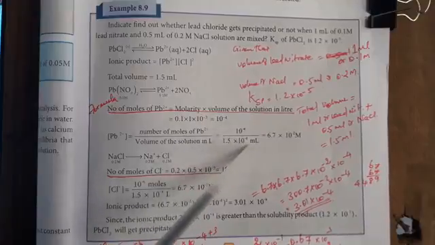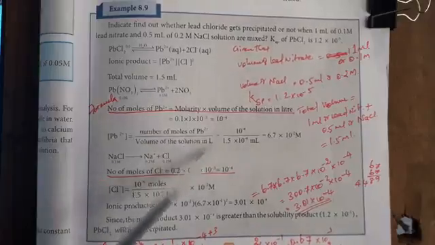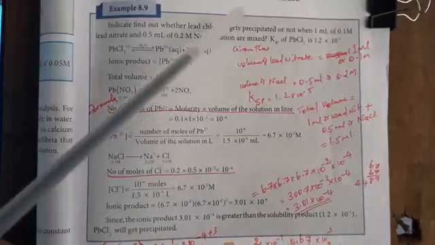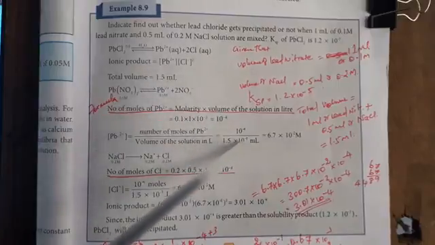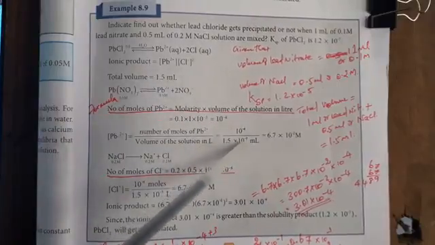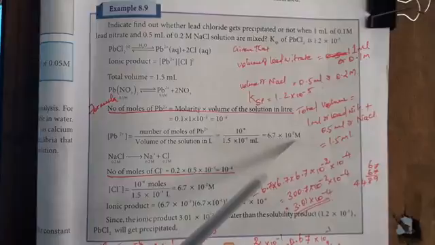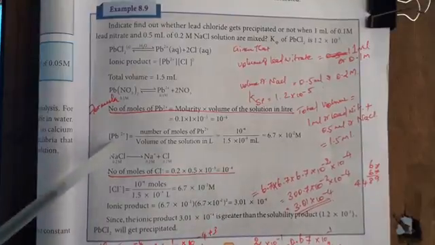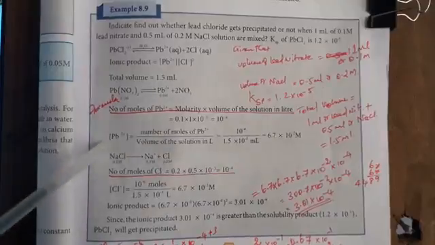Here we take the milliliter, that's why converted to liter, 1.5 into 10 to the power of minus 3. So total value is 6.7 into 10 to the power of minus 2 mole. This is the concentration for the lead 2 plus ion.